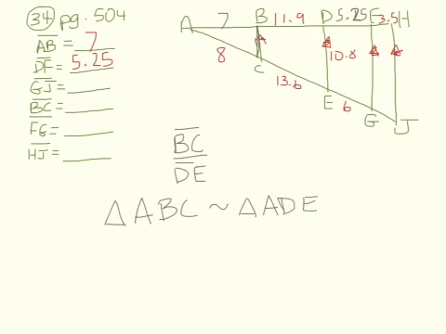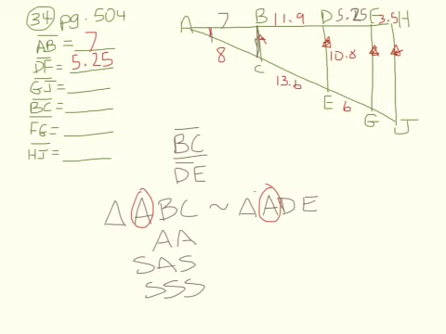Now remember, we can prove similarity by 3 ways. We can prove it by angle-angle, by side-angle-side, or by side-side-side. Well, I definitely don't have 2 angles, but I might have side-angle-side, because I can see that these 2 triangles share an angle, angle A. So if I could prove that AD over AE was proportional to AB over AC, that would prove that my triangles were similar to each other.